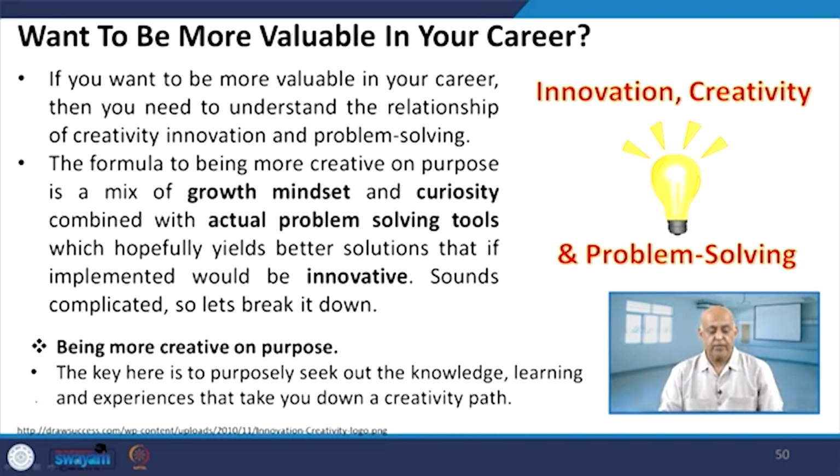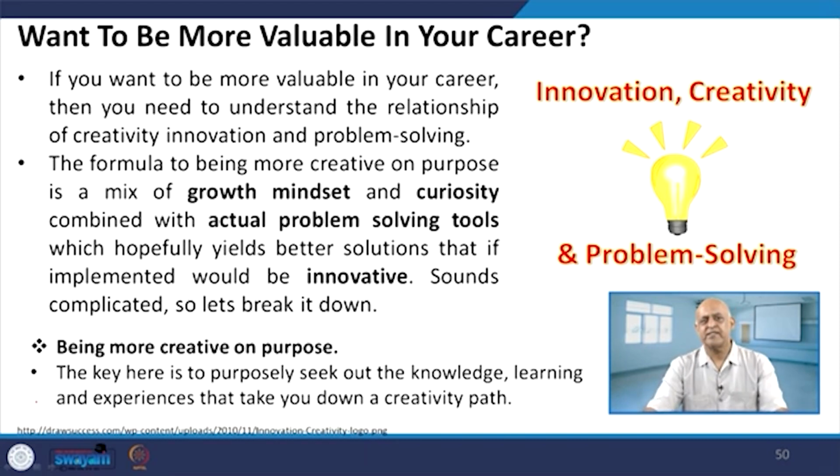If you want to be more valuable in your career, then you need to understand the relationship of creativity, innovation and problem solving. On purpose, it is a mix of the growth mindset and the curiosity combined with the actual problem solving tool. Now, the growth mindset depends on the environment. If the environment is provided, the individual will think of the career. It is the organization's responsibility. The organization should create that work culture, that work climate, so that people have the growth mindset.